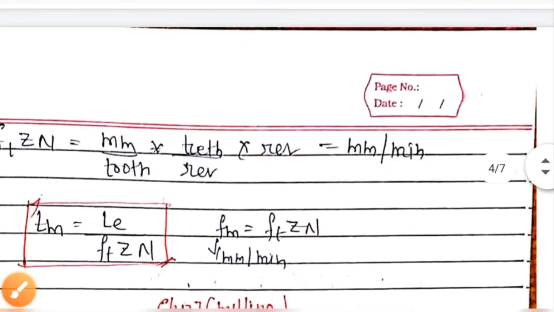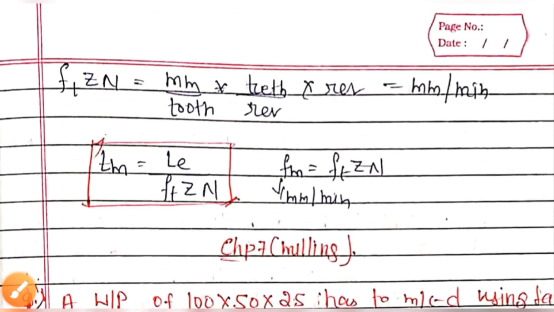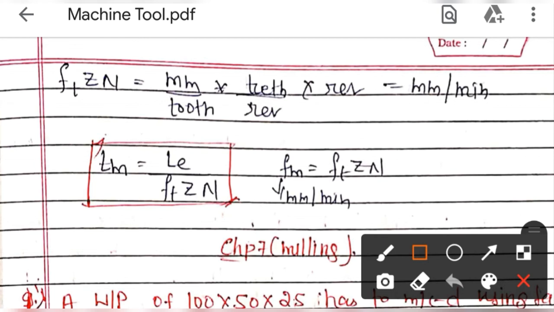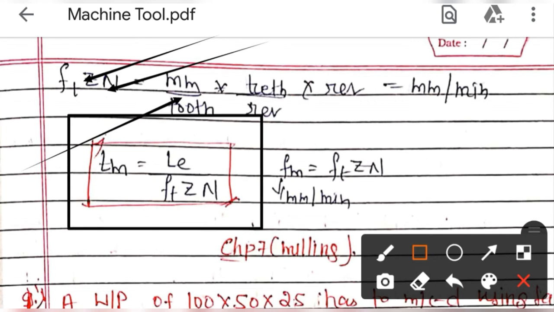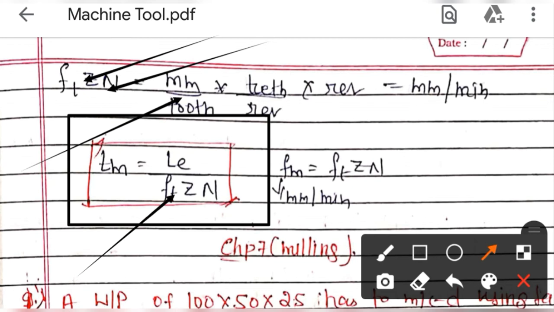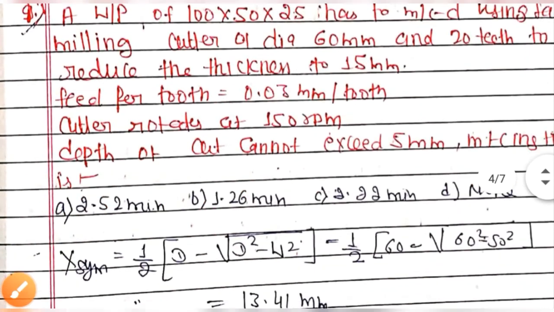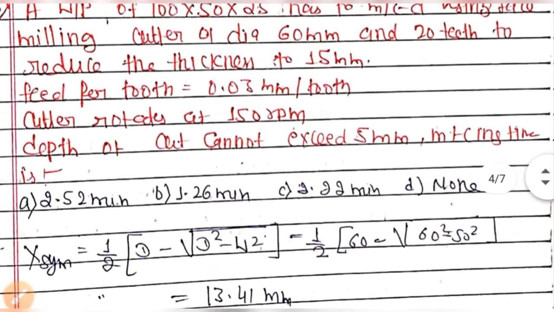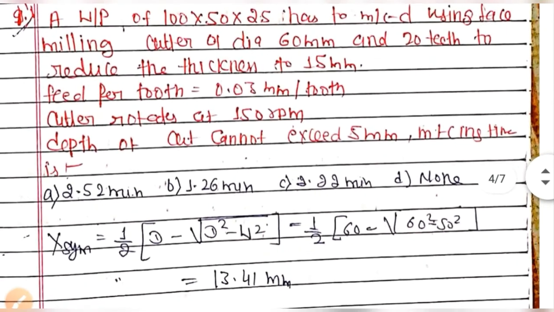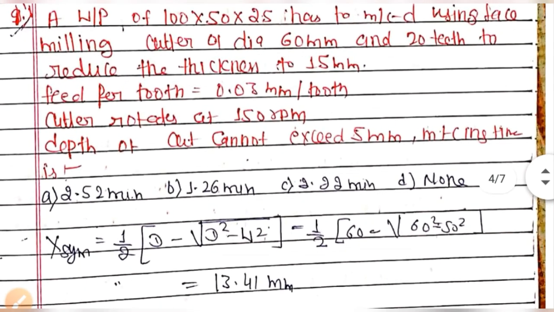So what is ftZn? I told you ft is the feed in mm per tooth, z is the number of teeth, and n is the revolution per minute. This is the formula you need to remember: machining time equals effective length divided by ftZn for milling. ftZn is in mm per minute. Now we'll discuss one numerical, to see how to use this formula for solving milling questions.